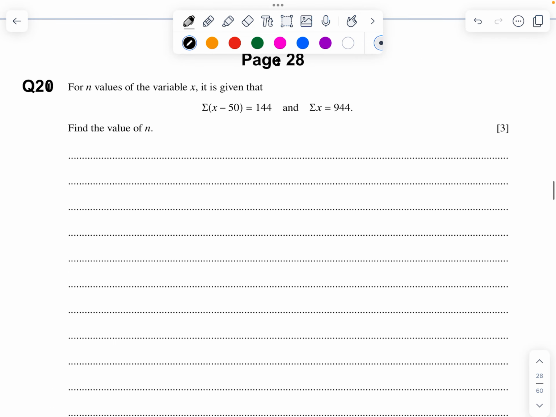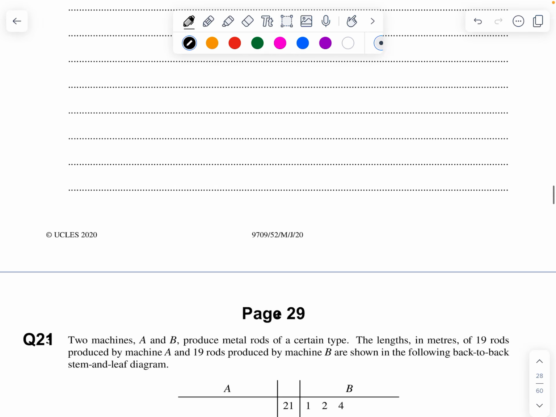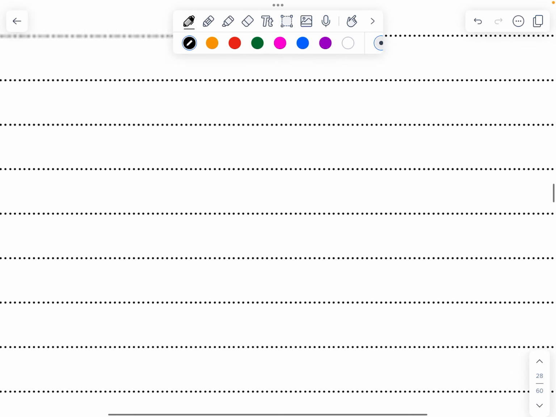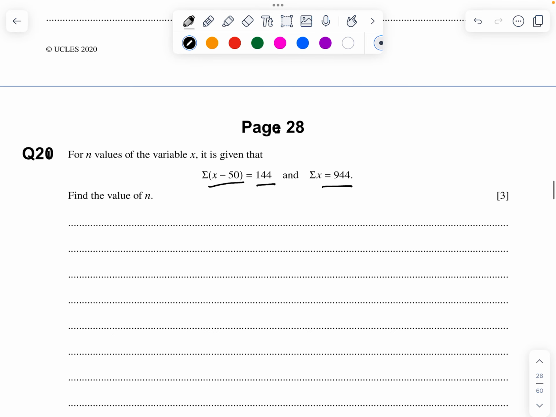Now coming to the next question. For n values of the variable x, it is given that sigma of (x minus 50) is 144, and sigma x is 944. Find the value of n. And this is from May June 2020, paper 52. So let's solve that one. We have to find the value of n.